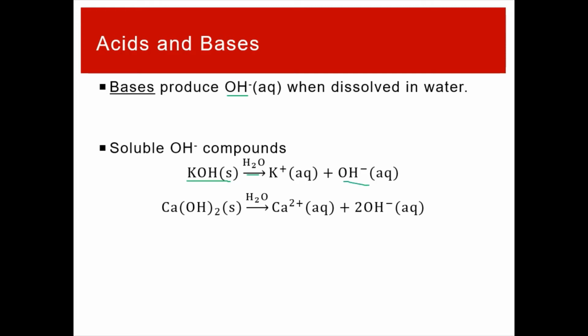So all of your alkali metals, lithium all the way down to rubidium and cesium, those hydroxides can dissolve and make hydroxide in solution. Hydroxides are otherwise a little difficult to get into solution, but calcium and barium hydroxide are also soluble. So you use the solubility rules to determine if a compound containing hydroxide is a base.